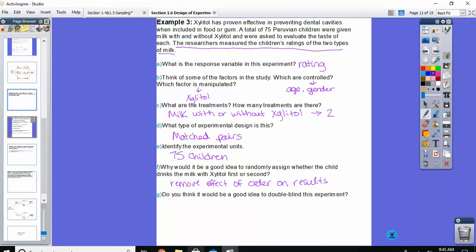Do you think it would be a good idea to double blind this experiment? Would it be a good idea for the researcher to not know which one they're getting first? And that might be. If the researcher knows that they're drinking the milk with xylitol, they might have a different expression on their face, or they might be extra encouraging. You really liked that milk, didn't you? And say something that might influence the results. So it would probably be a good idea that neither the child nor the researcher knew which type of milk they were getting.